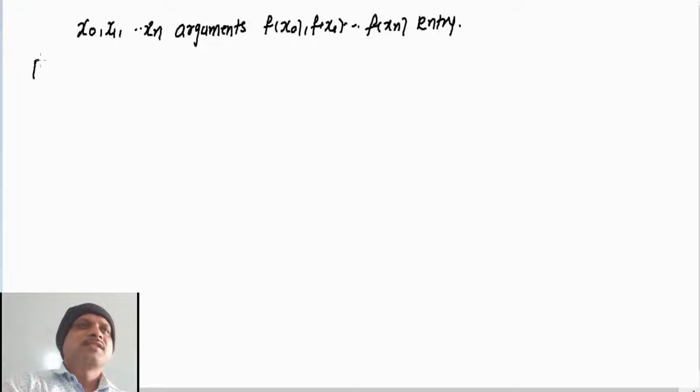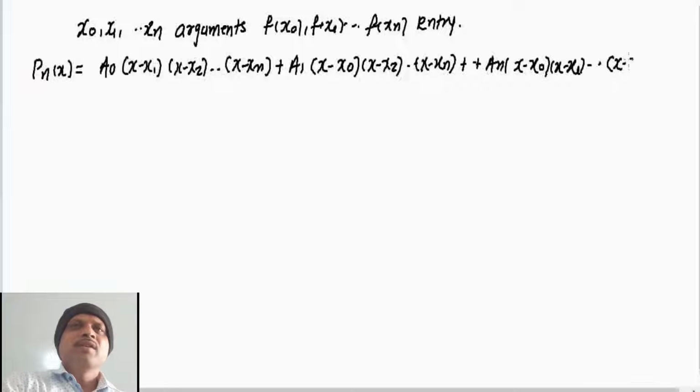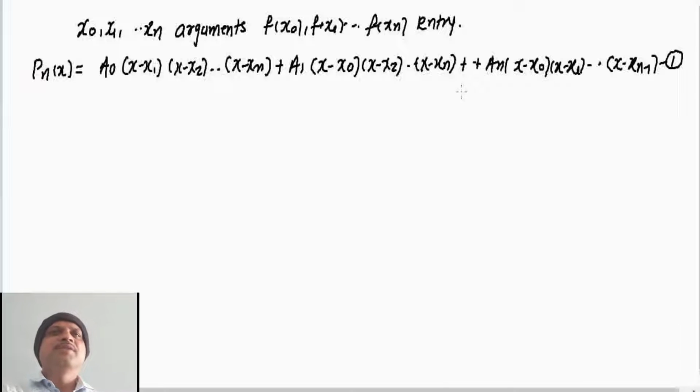Now construct a polynomial Pn of x equal to a0 into (x minus x1)(x minus x2)...(x minus xn), plus a1 into (x minus x0)(x minus x2)...(x minus xn), plus an into (x minus x0)(x minus x1)...(x minus xn minus 1). Remember, the coefficients a0, a1, an are constants.